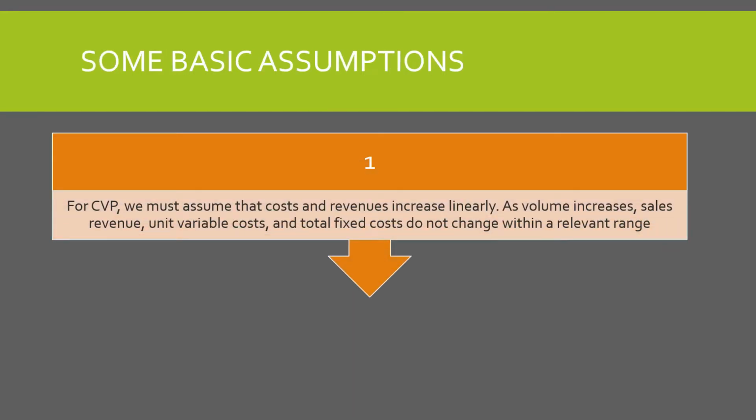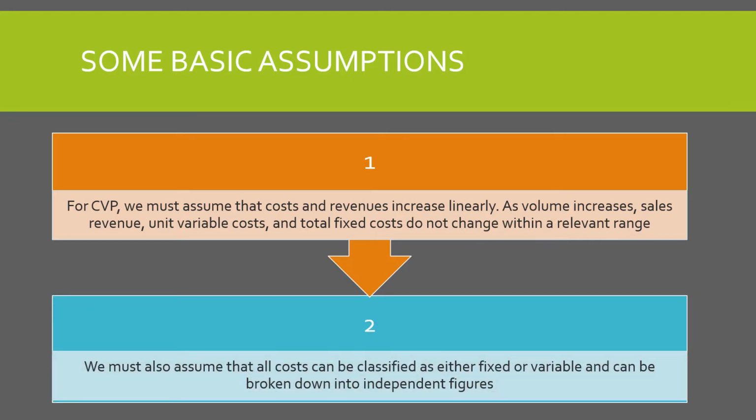So for most costs, we will assume within the relevant range that as volume of production and sales increases, the sales revenue and unit variable costs stay the same, as well as the total fixed cost. They don't change within the relevant range. The selling price is the same for every unit, the variable cost is constant per unit, and the fixed costs are constant in total. We also assume that all costs can be broken down into variable or fixed, right? So even if it's a mixed cost, we can break it out and separate it.